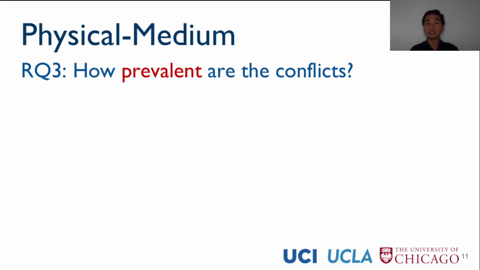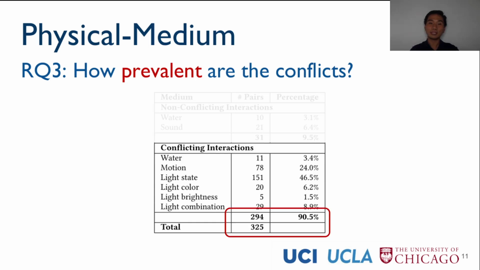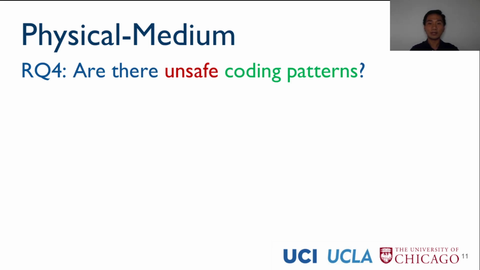Next, how prevalent are these conflicts? These conflicts constitute more than 90% of all app pairs in the physical medium group. Are there unsafe coding patterns?